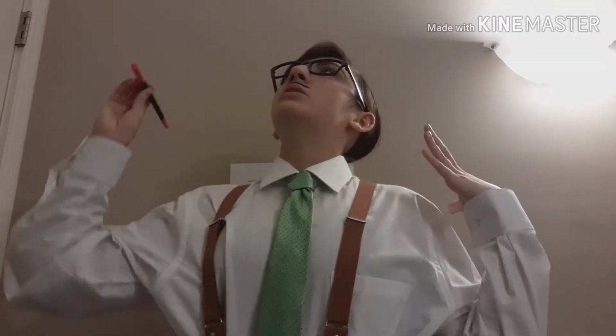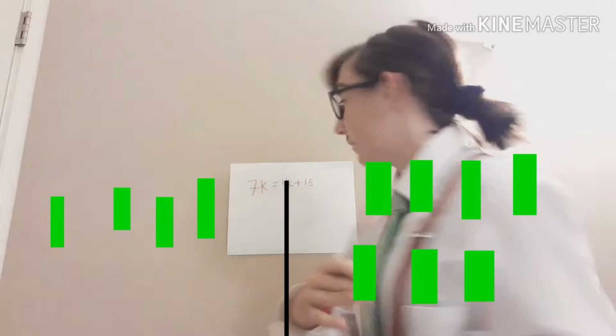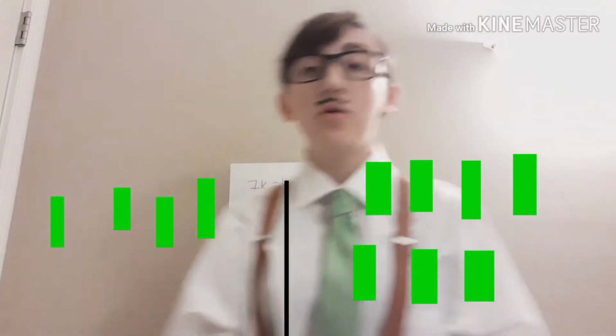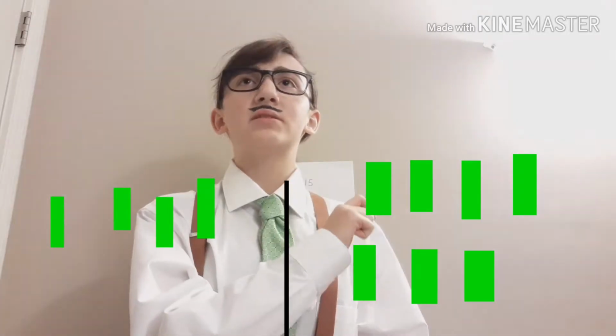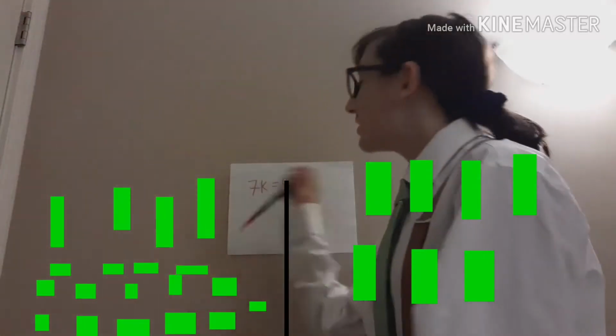Let's just say we have 7 green rectangles, and the rectangles are k. And then we have an equal sign, a big line in between them, which is 4k, so 4 green rectangles plus 15. And since 15 is constant, it is left on its own, but let's make that number squares. So we have 15 green squares, 4 green rectangles, and then 7 green rectangles on the other side of the equation.